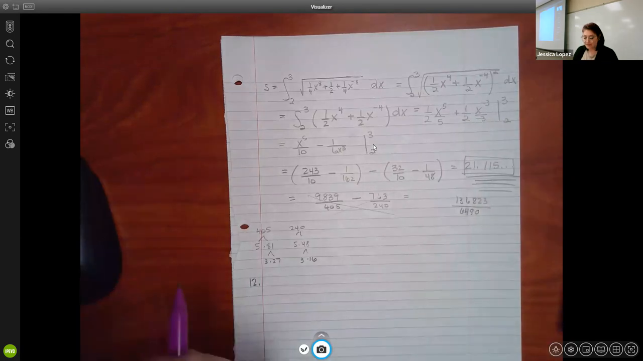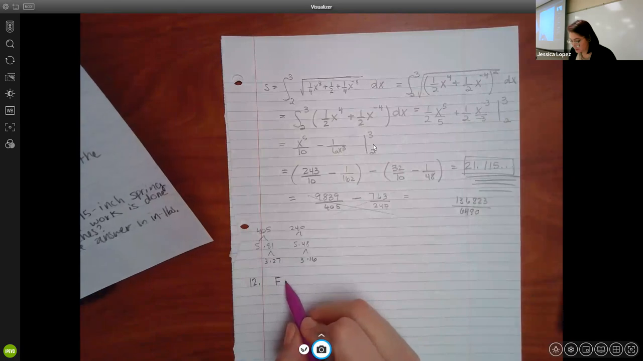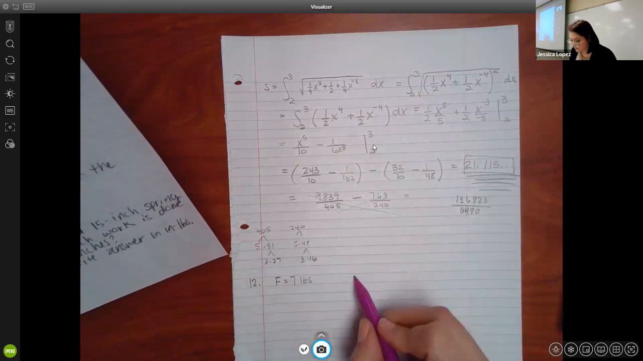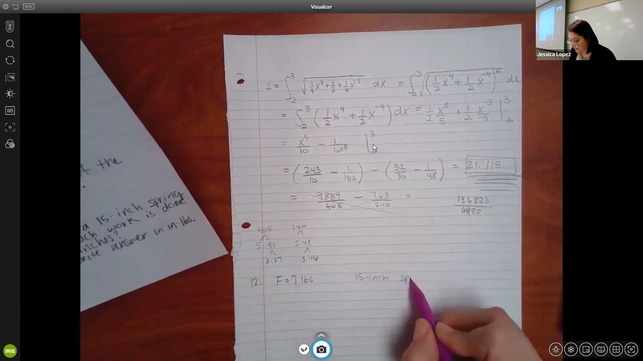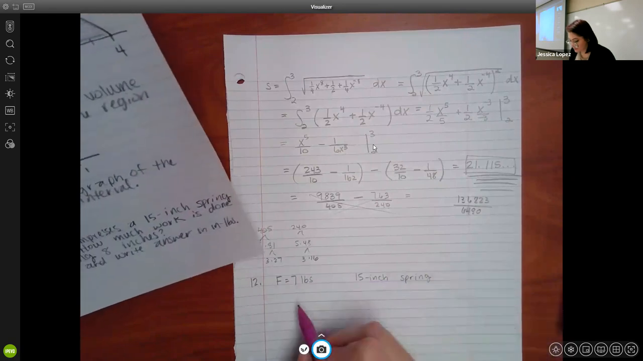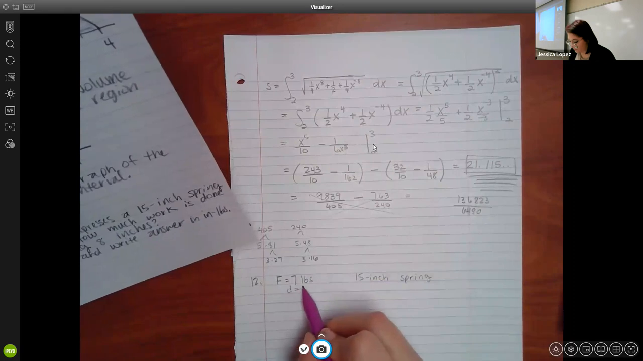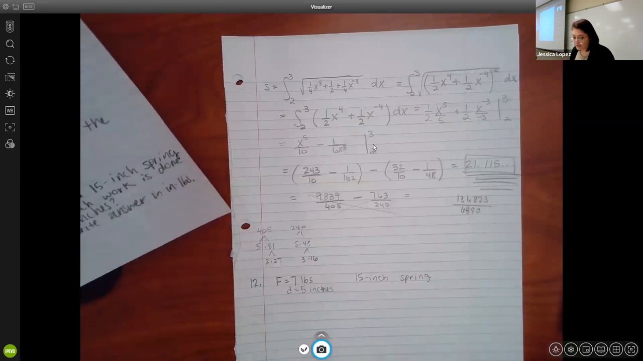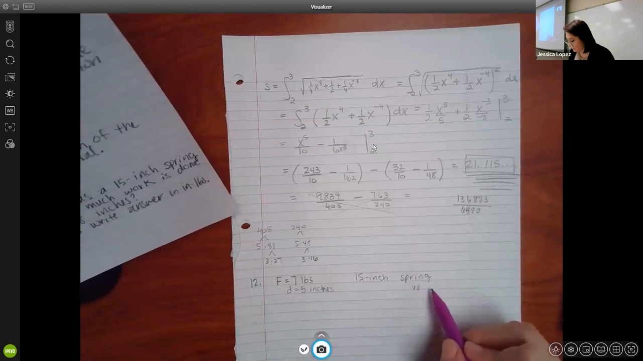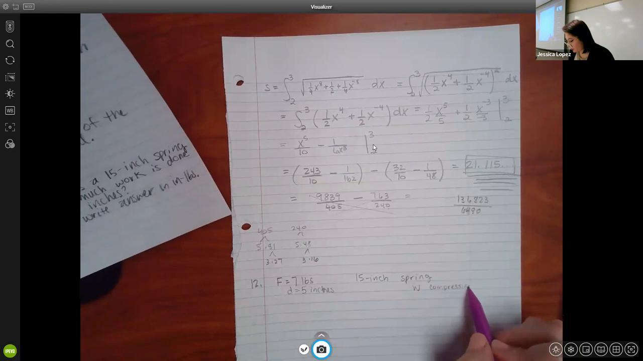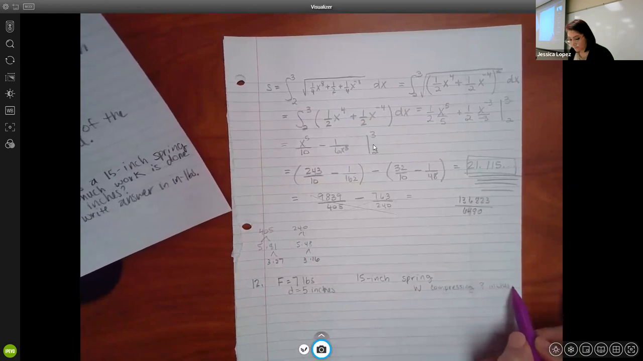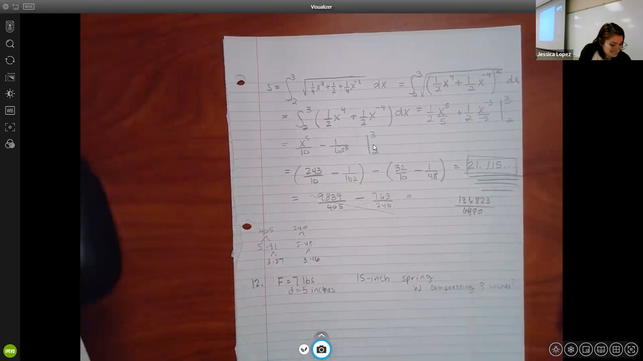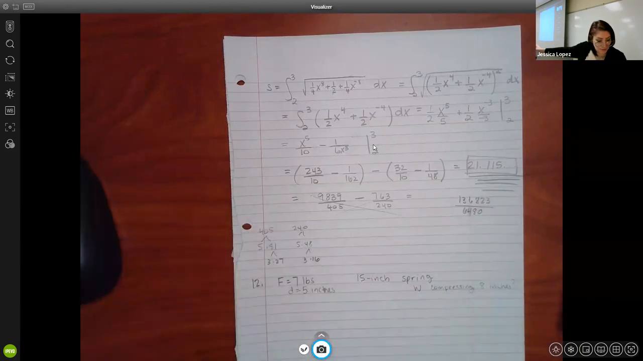It's a whole thing. It says a force of 7 pounds compresses a 15-inch spring a total of 5 inches. Distance would equal 5 inches. And then it says, how much work is done in compressing the spring 8 inches? I said, of course, we can use Hooke's law and write the answer in inch pounds, which makes sense because it gave me inches and pounds, right?